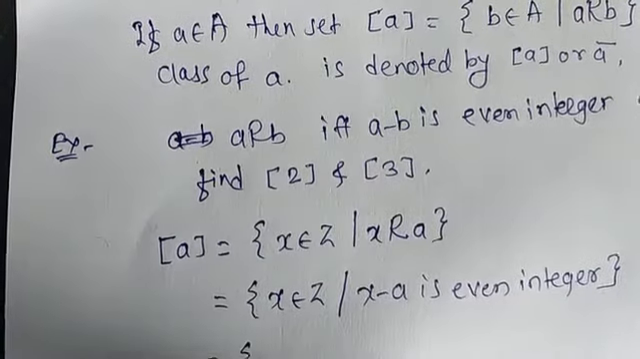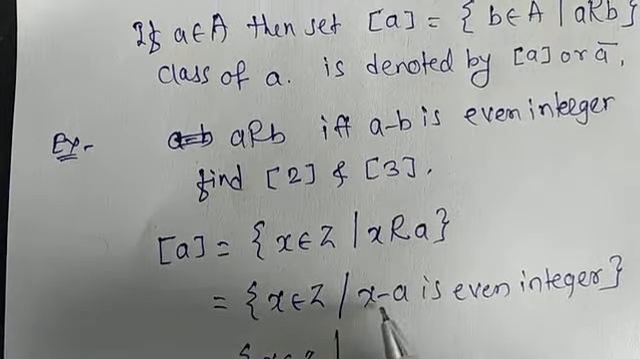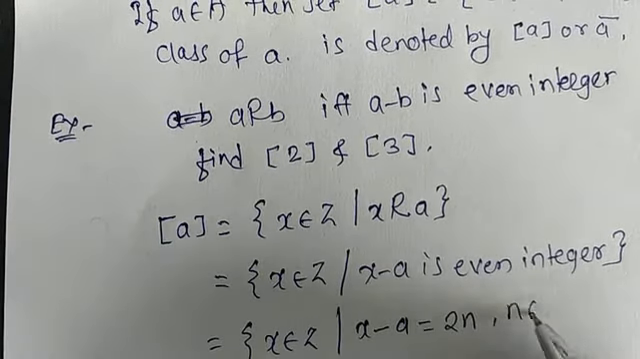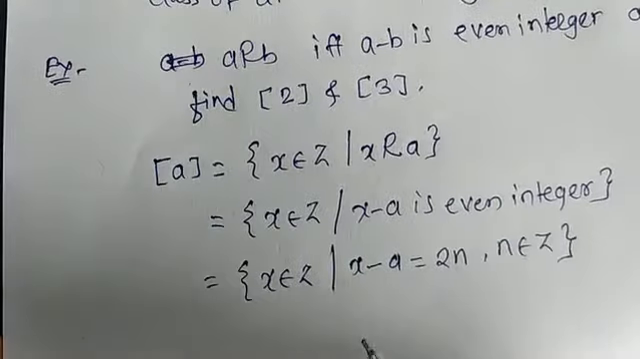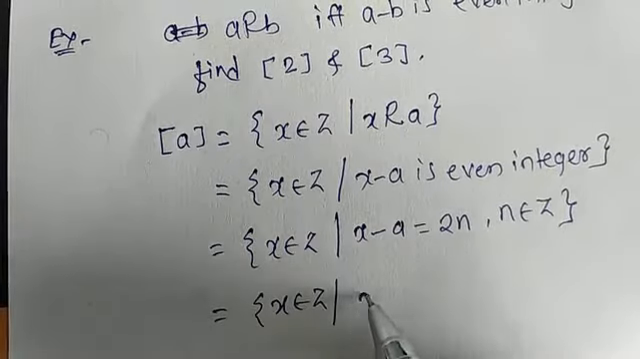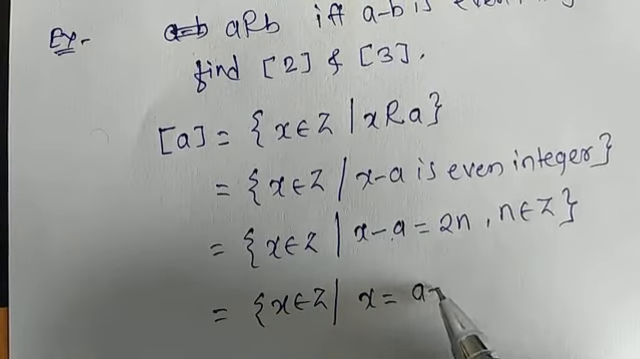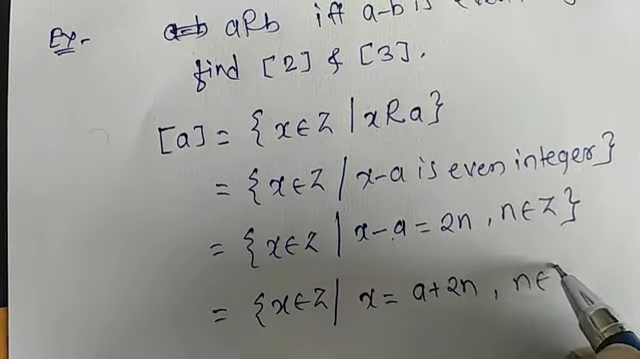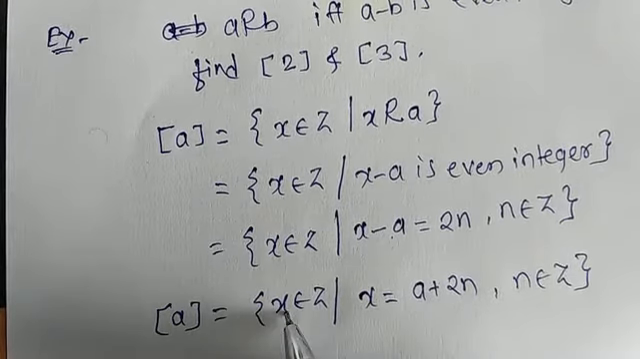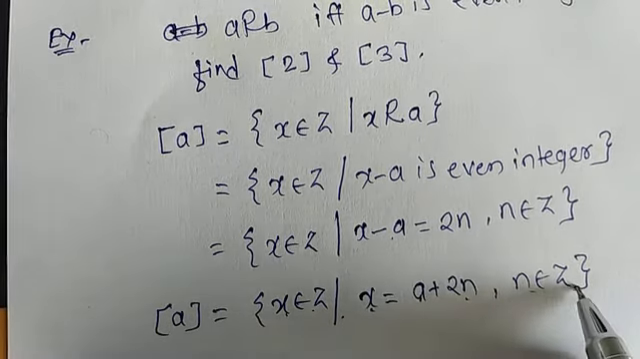Okay, now x belongs to Z such that x minus a is an even integer, which means x minus a is equal to twice n, where n belongs to Z. So from this equation, x is equal to a plus twice n, where n belongs to Z. So we get the equivalence class of a as x belongs to Z such that x is equal to a plus twice n, where n belongs to Z.